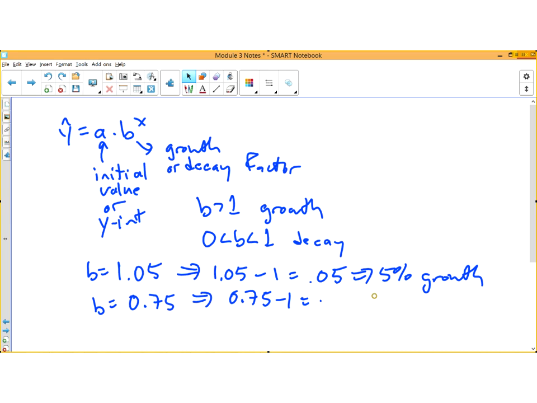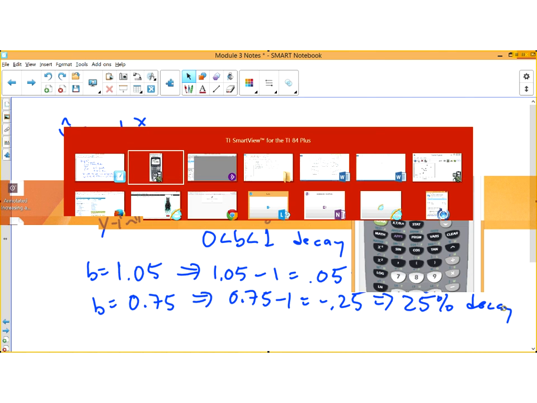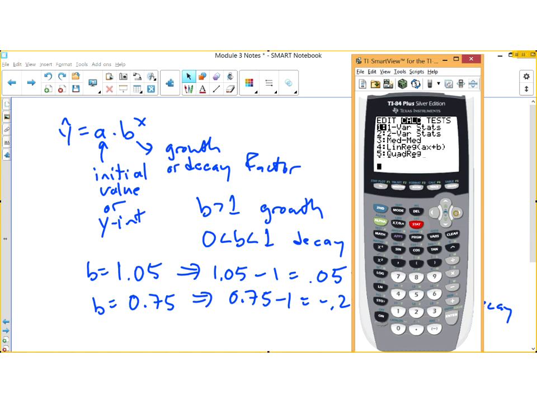But if b equals, say, 0.75, we do 0.75 minus 1, which is negative 0.25. That indicates 25% decay. So whatever that b is, whatever that growth or decay factor is, you can subtract 1 from it, and then change that decimal to a percent if it's positive. So basically, if it was greater than 1, then that's whatever the percent growth is, and if the original b was less than 1, that's going to be decay. So that should be enough to get you started.